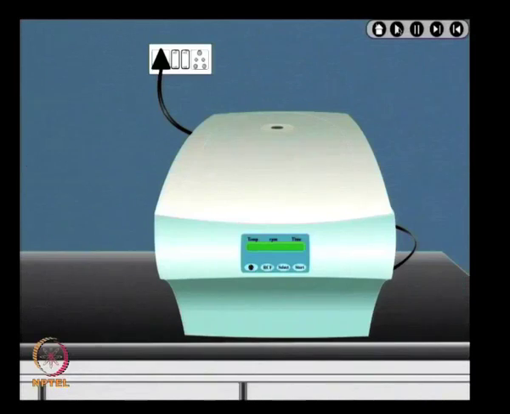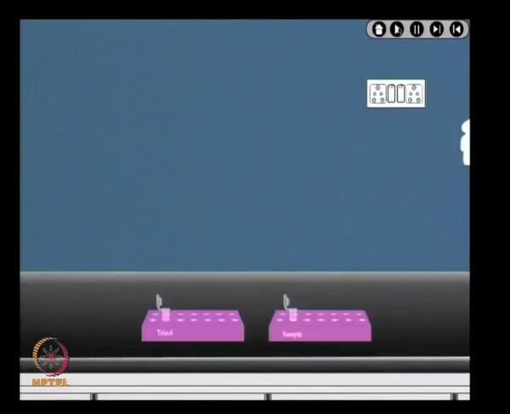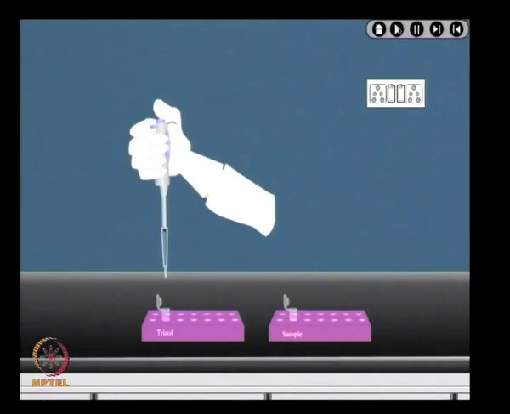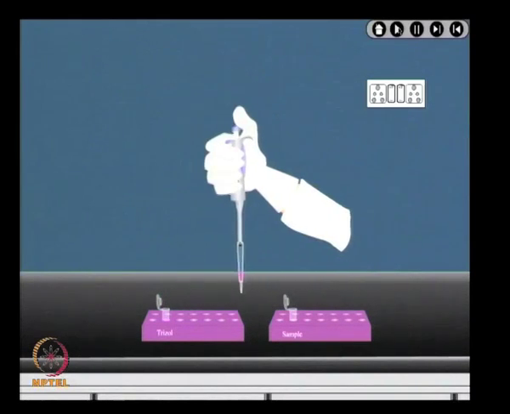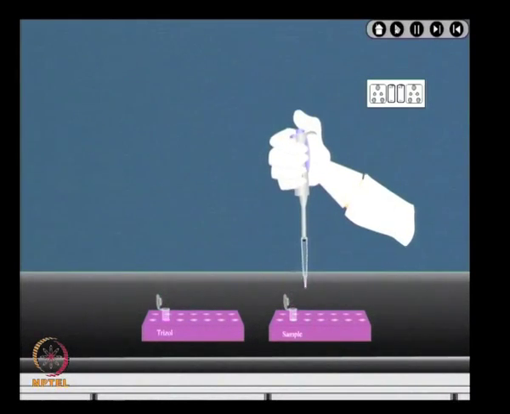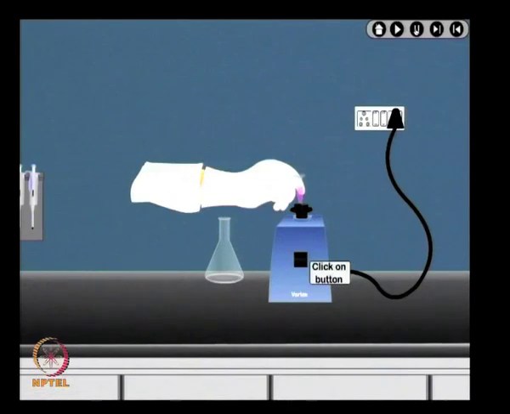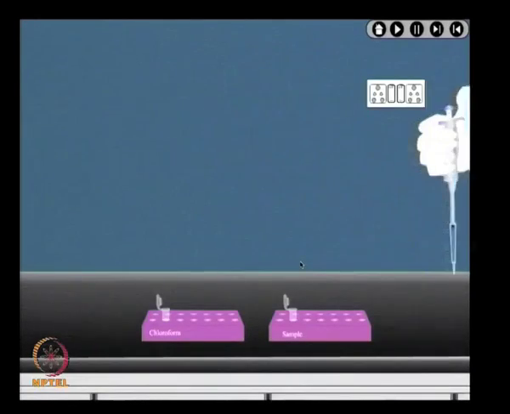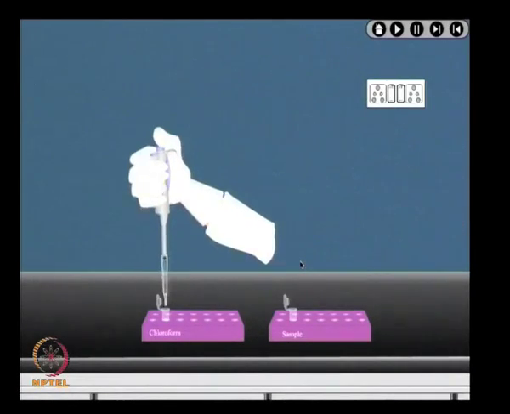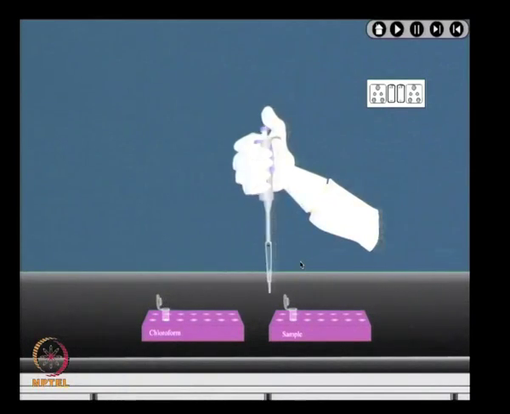Cell debris and unbroken cells can be separated by the centrifugation step. To the supernatant, add 1 ml of trizol and 200 microliter of chloroform and mix vigorously for 15 seconds. So, click on the vortex here, mix it vigorously at room temperature to allow the phase separation.